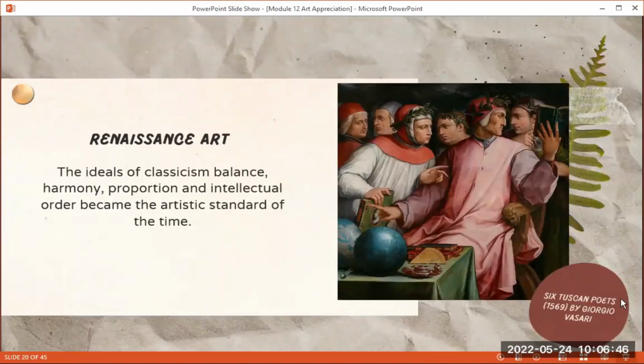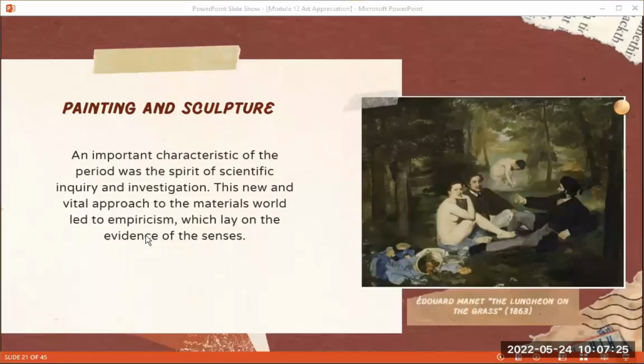Now, this was created by Giorgio Vasari in 1569, and the title is The Six Tuscan Poets. Now, in painting and sculpture, an important characteristic of the period was the spirit of scientific inquiry and investigation. Now, this new and vital approach to the material world led to empiricism, which relies on the evidence of the senses. When we say senses, we're talking about our sense of touch, sense of sight, sense of hearing, and so on.